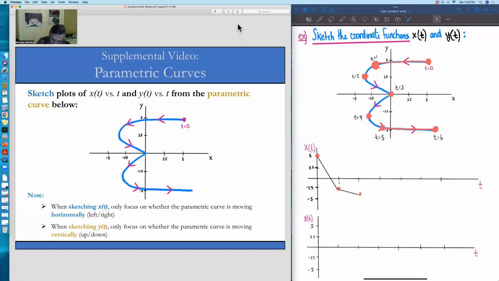Now what happens from t equals 2 to t equals 3? Well, if we're looking at x only, we're moving to the right in terms of x. Our horizontal motion between t equals 2 and t equals 3 is to the right. So at t equals 3, our x value is smack dab at 0.